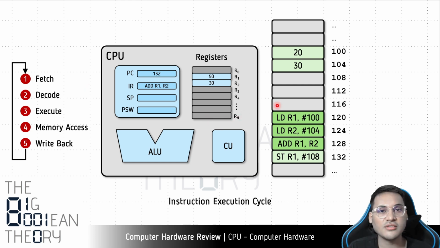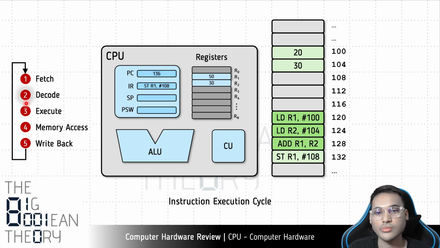So now let us execute the final instruction, that is the store instruction. So as you can see, the program counter is pointing to 132. That is our final instruction. So let's follow this cycle once again. When the fetch step is done, you can see this instruction, that is the store instruction, has been loaded into the instruction register and the program counter is incremented to point to the next location. So this is the fetch step. Our instruction has been loaded, right?